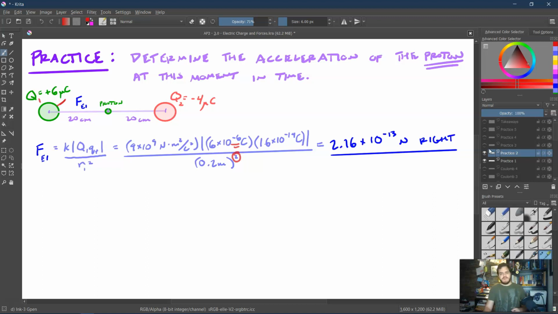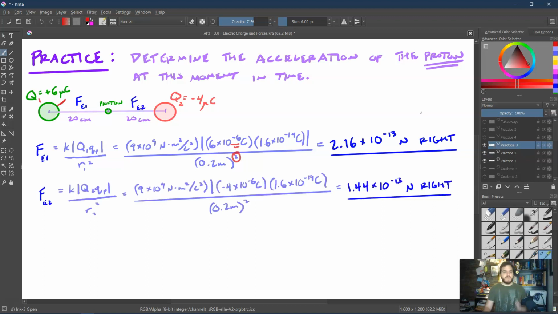And now I do the exact same thing with Q2 and the proton. I just take the red negative 4 microcoulomb charge, and I take the proton and I stick it into Coulomb's law again. And when I do that, we're going to get 1.44 times 10 to the negative 13 newtons, also to the right, because these are unlike charges, they're going to attract. So the proton is going to be attracted to Q2 and repelled from Q1. So I have these two respective electric forces.